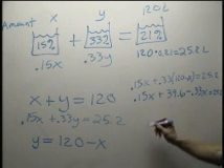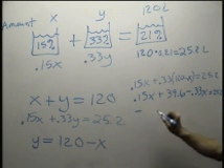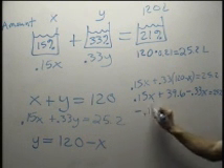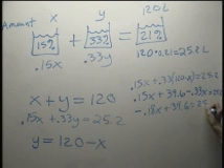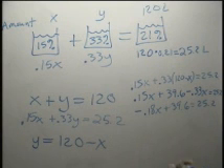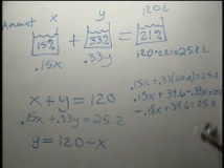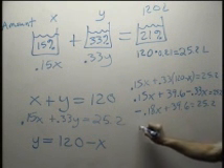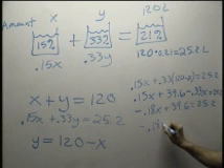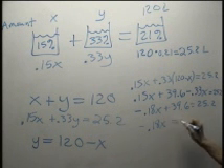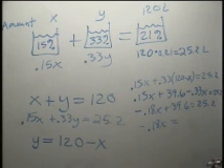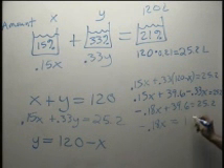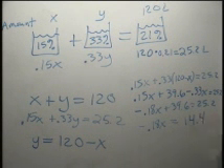Okay, combine like terms, I will have negative 0.18x plus 39.6 equals 25.2. Subtract the 39.6 from both sides. So negative 0.18x equals 25.2 minus 39.6, which is going to be negative 14.4.